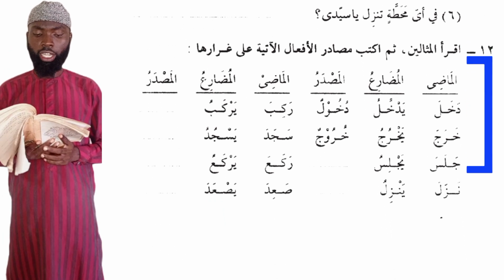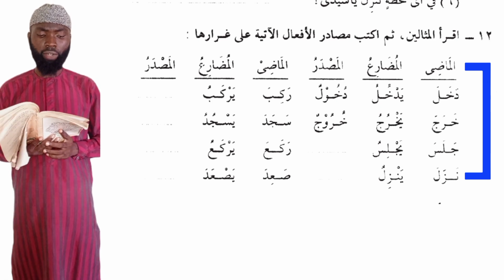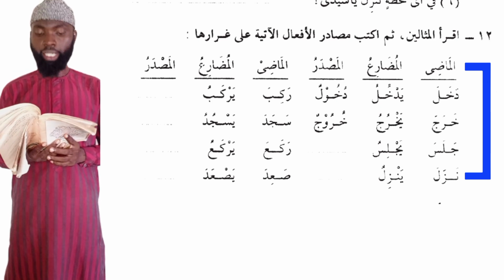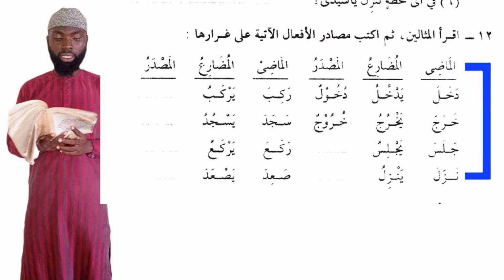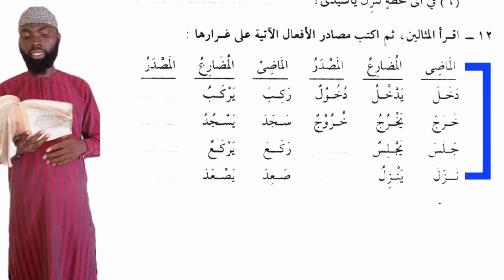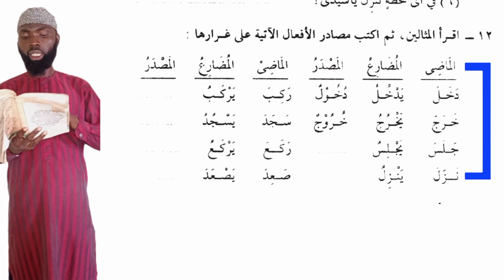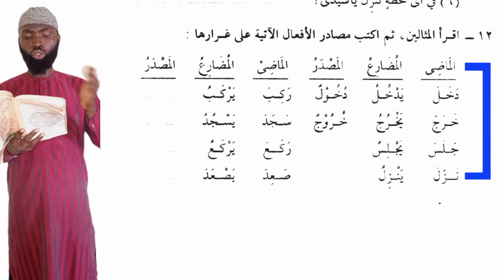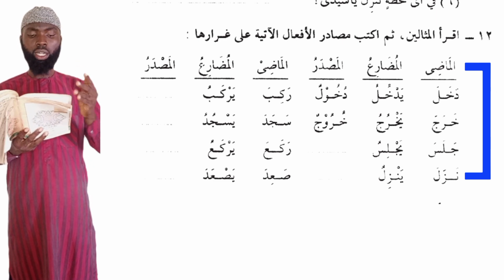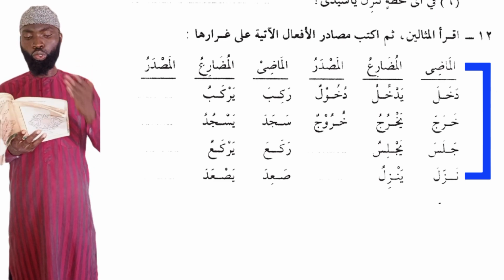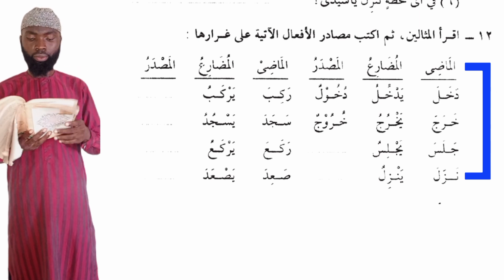Next exercise says اقرأ المثالين ثم اكتب مصادر الأفعال الآتية على غرارهما. Read the following examples, then write the nouns in the opposite side. The first one says دخل يدخل دخول, ركب يركب ركوب, خرج يخرج خروج, سجد يسجد سجود, جلس يجلس جلوس, ركع يركع ركوع, نزل ينزل نزول, صعد يصعد صعود.